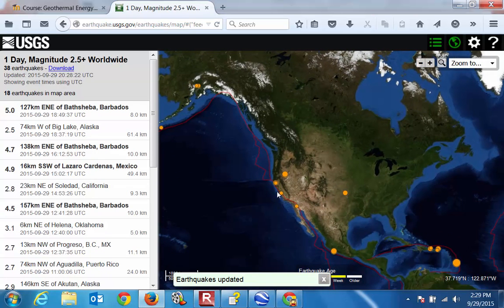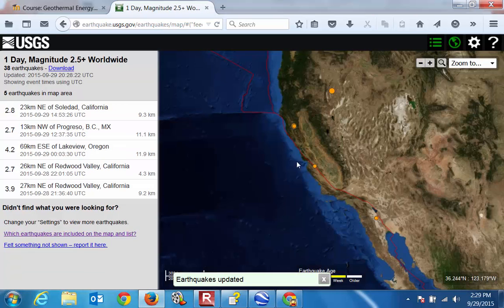Major fault convergence right here. It comes on shore in the San Francisco area, down through Southern California and into the Gulf of California here. And you can see this big shelf out here where the subduction is taking place. The suboceanic plate is subducting, going under the continental plate here in a pretty big way.